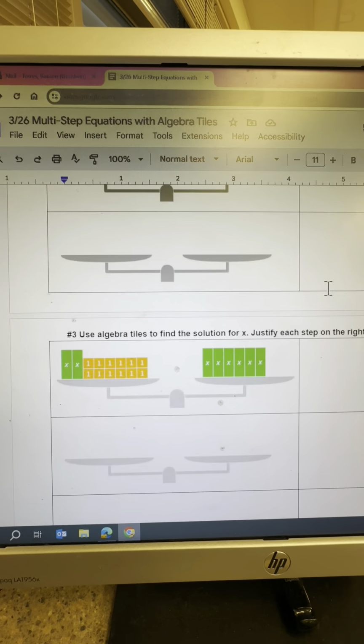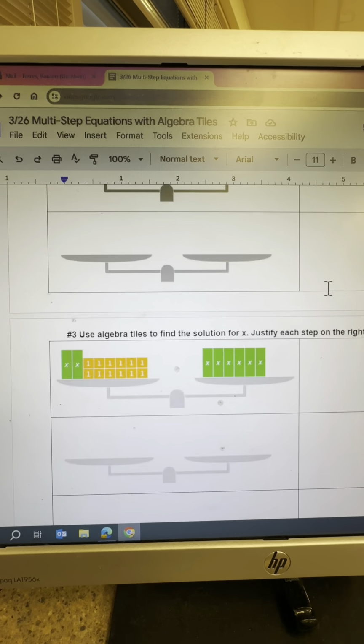And to get rid of these 2 y's, I always got to put the opposite. So opposite of 2 positive y's is 2 negative y's. You can see here that I put 2 negative y's here. The equation is not balanced anymore. So if I take away 2y on one side, I got to take away 2y on this side. And you can see it balances out again. So subtraction property of equality, always do the same thing to both sides if you want to keep your scale balanced.